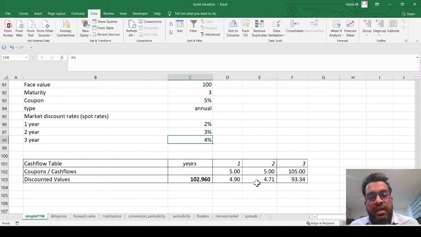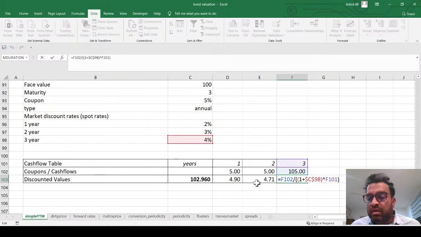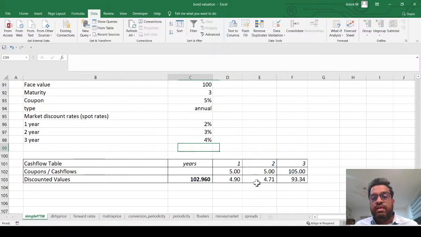See, remember this rate is an annual rate. It doesn't mean for 3 years the rate is 4%. It means that the third year cash flow must be discounted at 4% per year, every year, back to current. Which is why we are using this exponent. It's an annual rate. Just remember that, because this is how you'll understand forward rates.